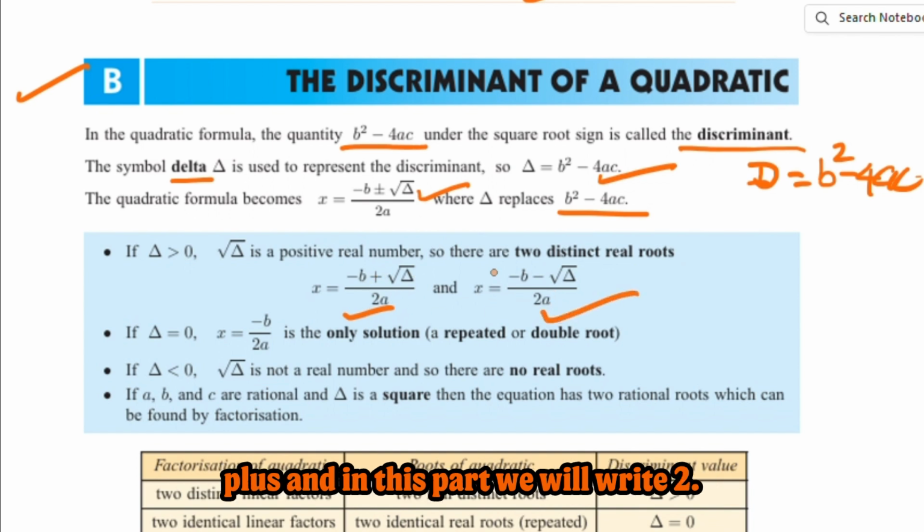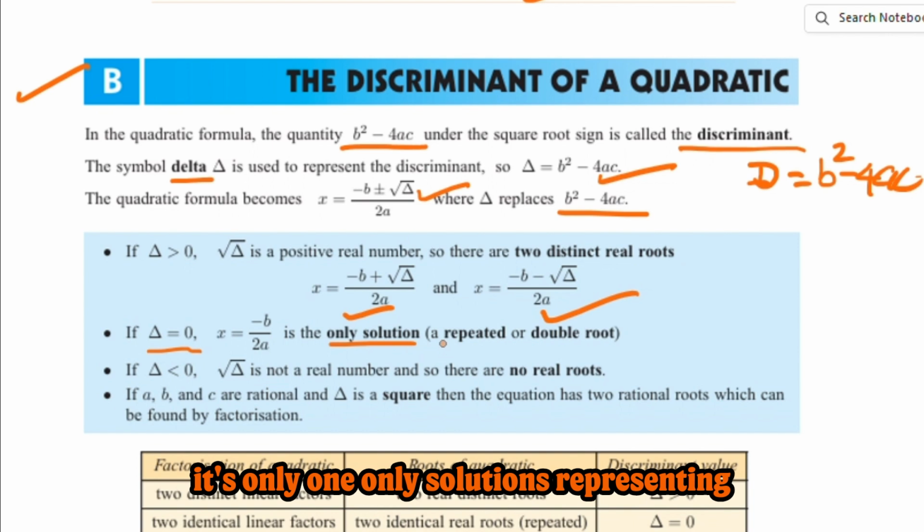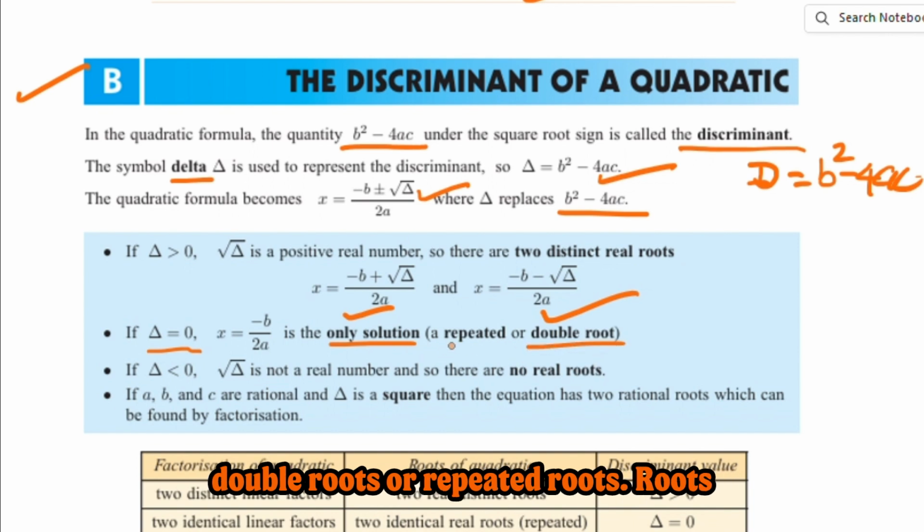Once we write plus, and in the other part we write minus. So there are two distinct real roots. If delta equals 0, then x = −b / 2a, so there is only one solution, representing double roots or repeated roots.